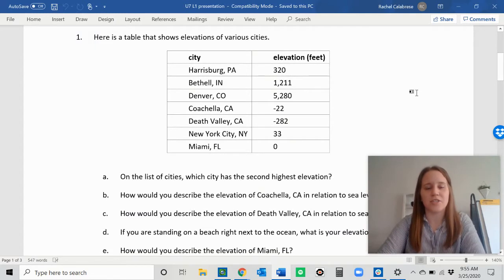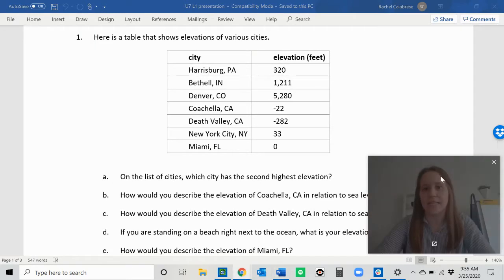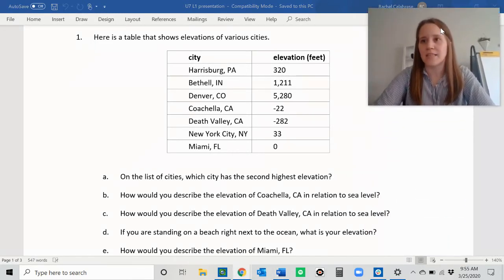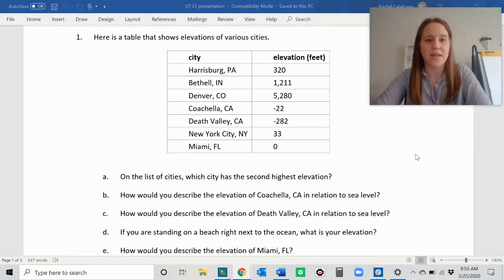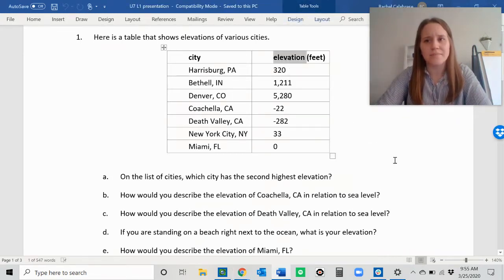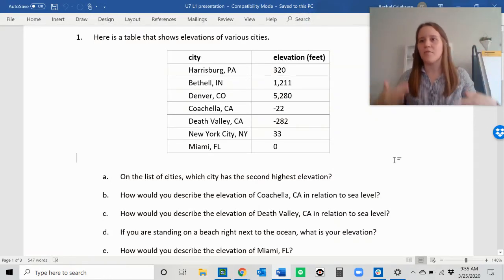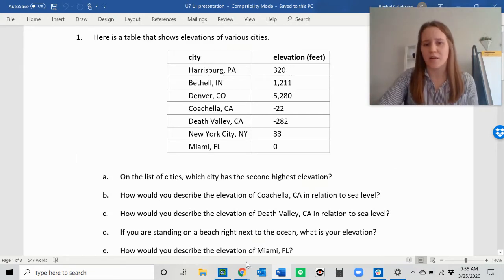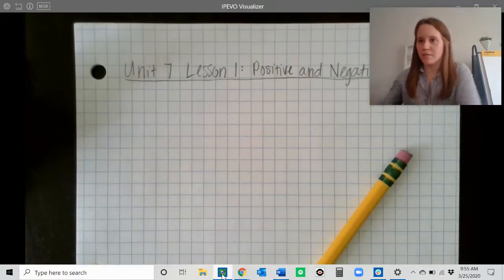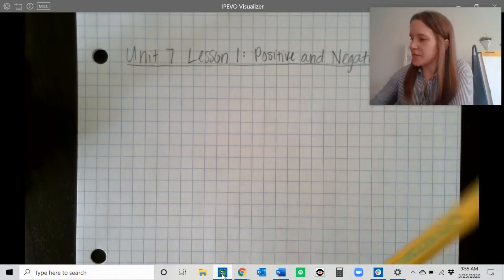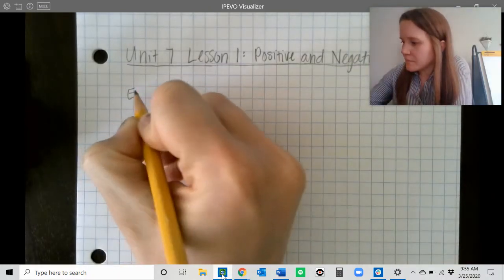All right, here's number 1. Here is a table that shows elevations of various cities. Looking at this table, I'm already noticing some things. I'm seeing there are cities over here, and I'm seeing there are also different elevations here. Do you know what elevation is? Elevation is how high above or below sea level you are. So let me just draw a quick example. You should do this too. Let's talk about elevation.